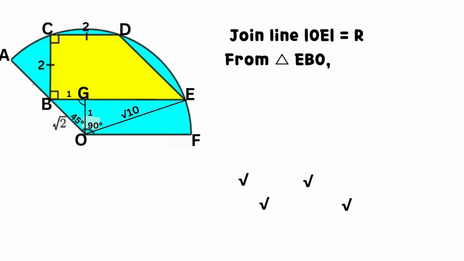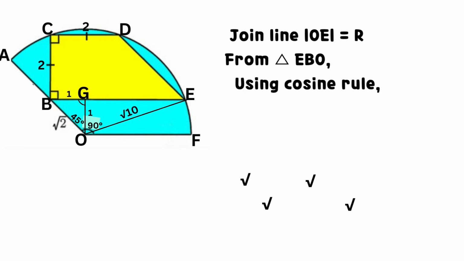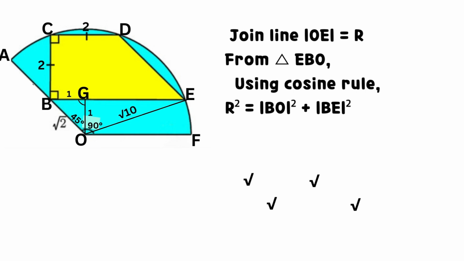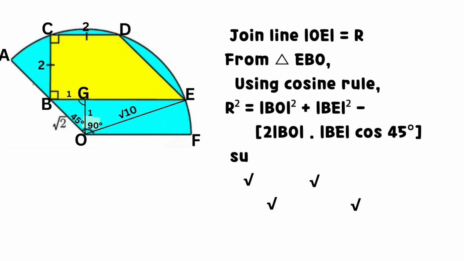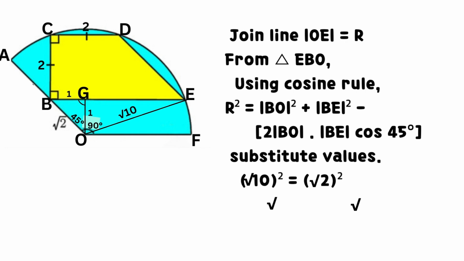Join line OE, which equals R. From triangle EBO, using the cosine rule, the square of R equals the sum of the square of line BO and the square of line BE, minus the product of 2, line BO, line BE, and cosine 45 degrees. Substitute values and we have a new equation as shown on the screen.